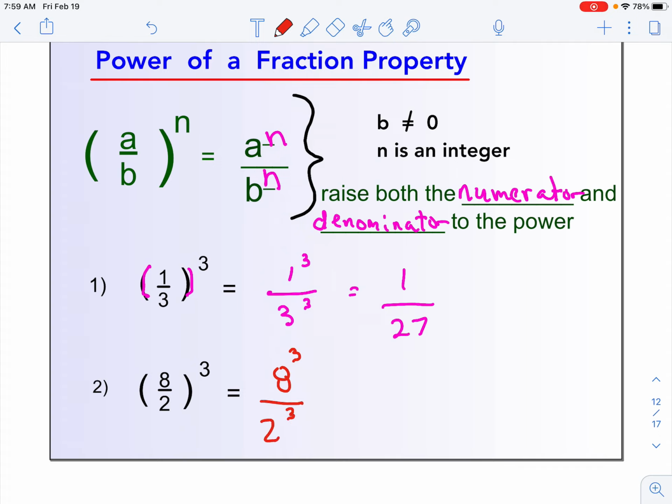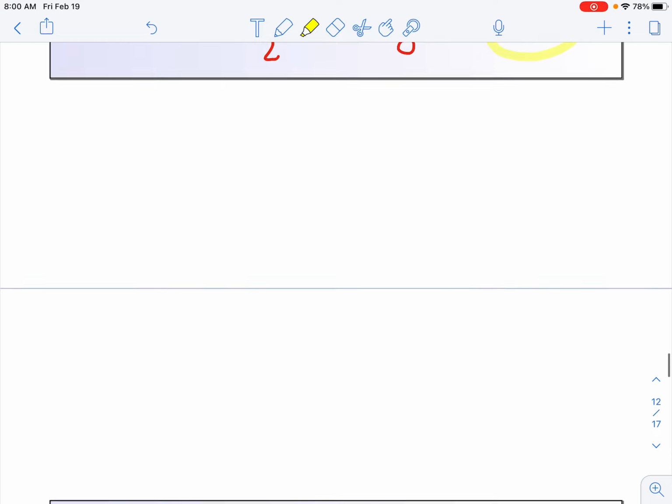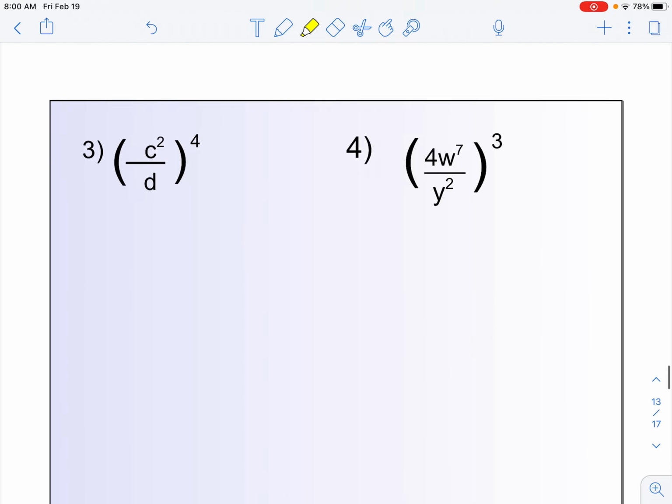So, you would have 8 to the third power over 2 to the third power. And 8 to the third power is 8 times 8 is 64, times 8 more is 512. 2 times 2 is 4, times 2 is 8. And then you reduce that fraction, and it turns out that 8 goes into 512 64 times. So, that's our fraction property, or power of a fraction property.